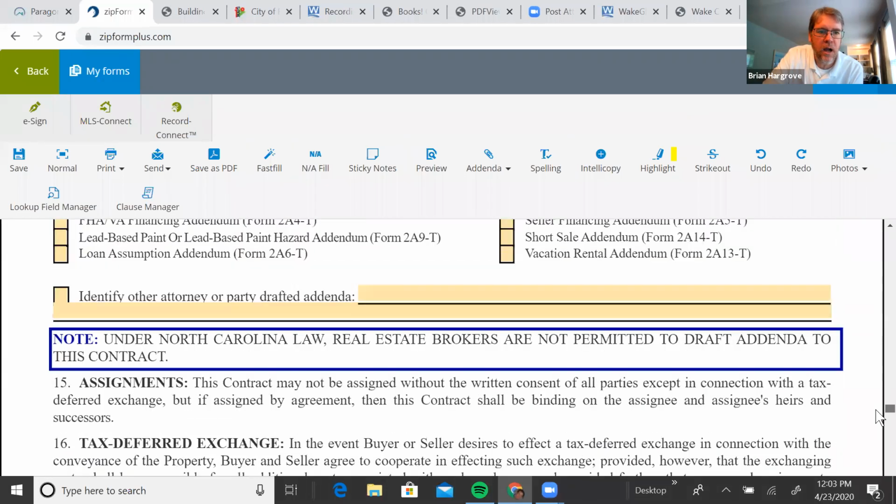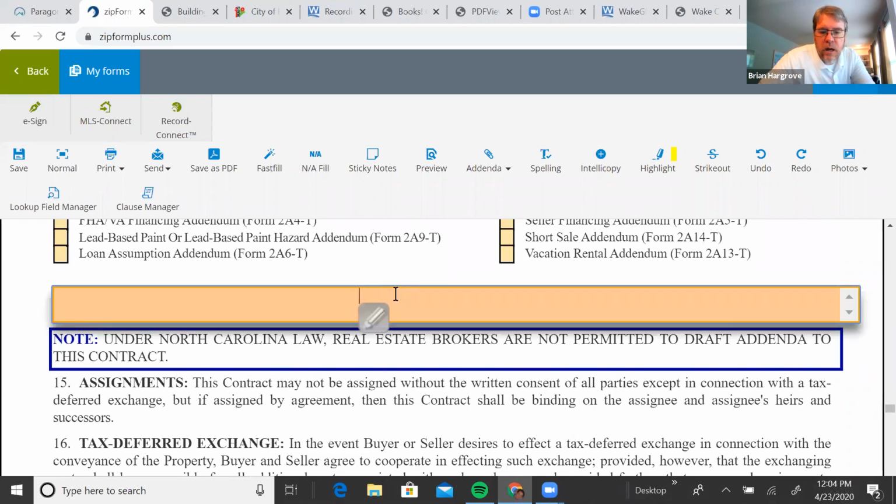There's this "identify other attorney or party drafted addenda." It used to just say "other," so you could start writing in some stuff, and agents were drafting things, which we're not allowed to do. So now they put "identify other addenda." So now all you're saying is you're checking this and saying we have, say, an appraisal addendum, something that's not above there that we're going to use.